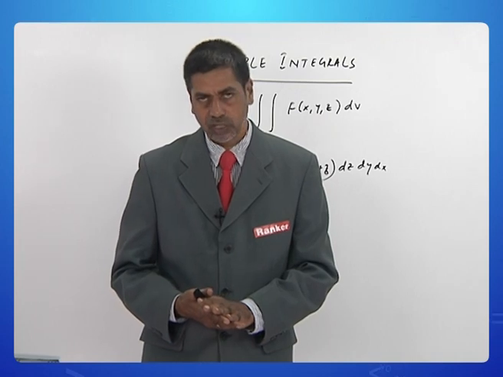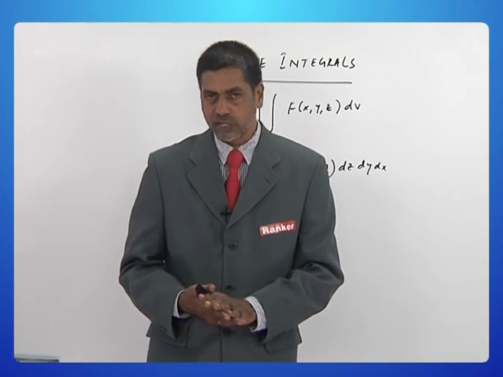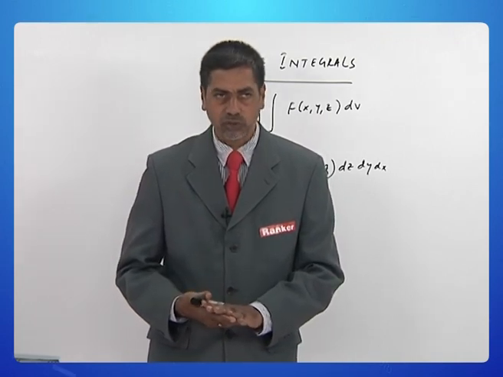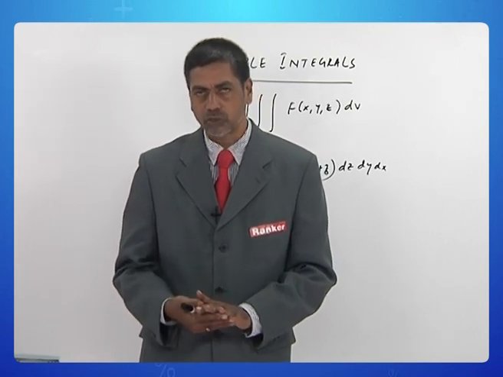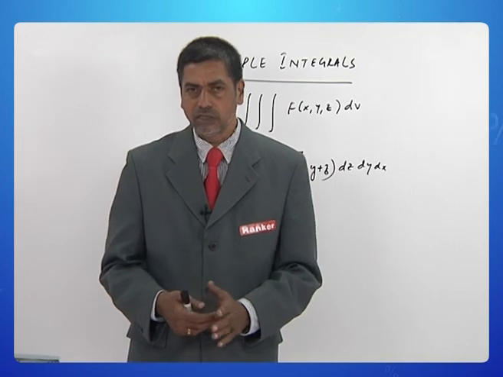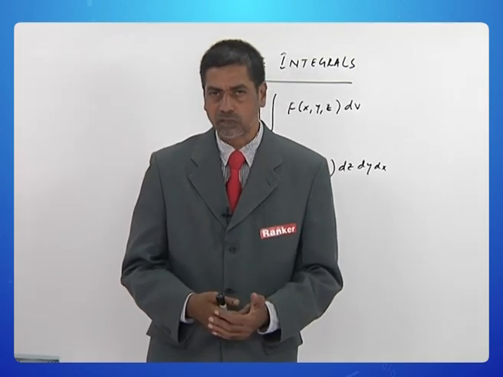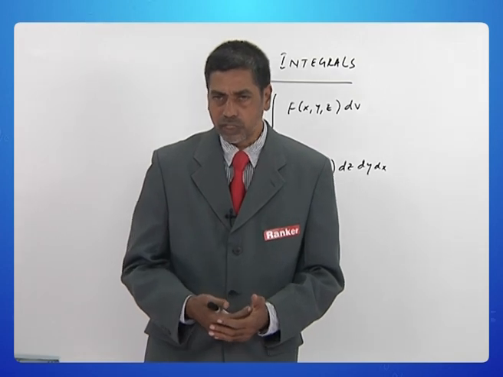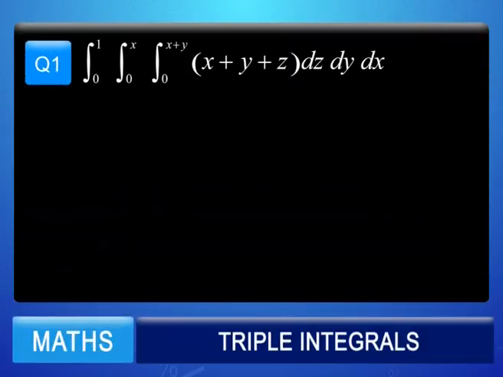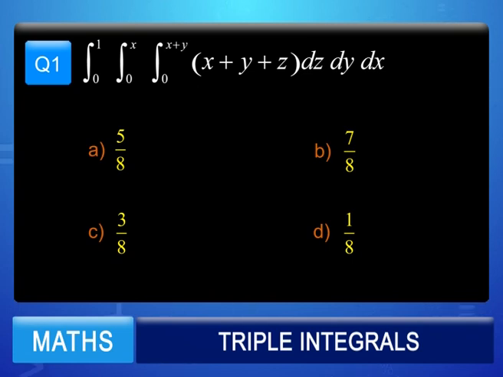but for that f of x, y, z should be the density function. Now let us take the evaluation of triple integrals through a few simple examples before going again to application oriented problems and change of coordinates through transformations. The first problem that I have chosen is the integral from 0 to 1, 0 to x, 0 to x plus y, dz dy dx. Now how do you decide the order of integration?